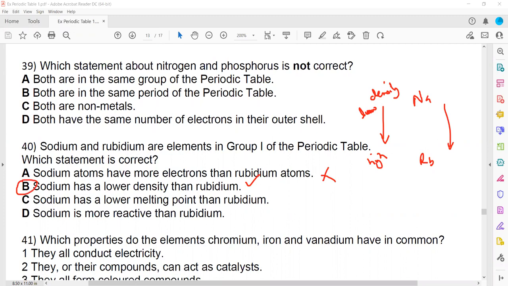About the melting point, as we go down, the melting point decreases for group 1. So sodium will have a high melting point and rubidium will have a low one, so that statement is wrong. And sodium is more reactive, that's also wrong. As we go down group 1, the reactivity increases. So this is also not the right statement. So statement B is the correct statement.